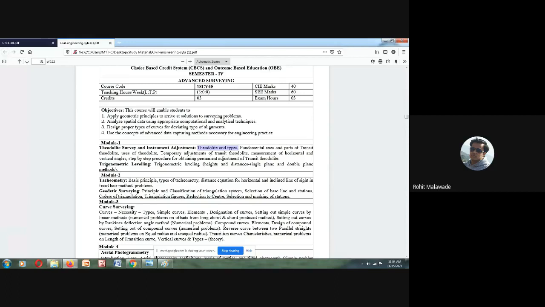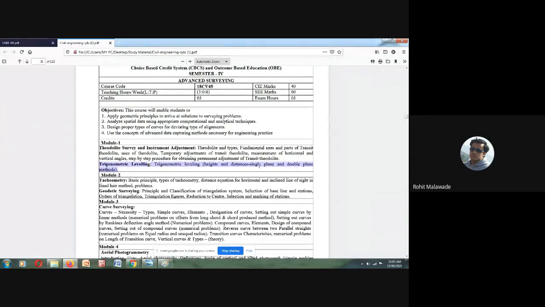Then we have seen centering and leveling, the temporary adjustments of theodolite: centering, leveling, and focusing. We have also seen how to measure the horizontal angle and the vertical angle in the previous class. Then the step-by-step procedure for obtaining the permanent adjustments of the transit theodolite. In the next class, we will be discussing trigonometric leveling: measurement of heights and distances by single plane and double plane method.